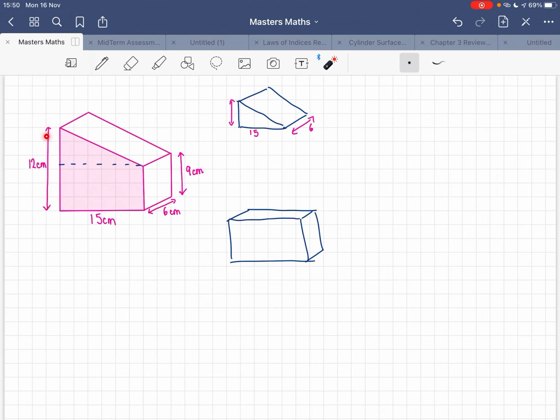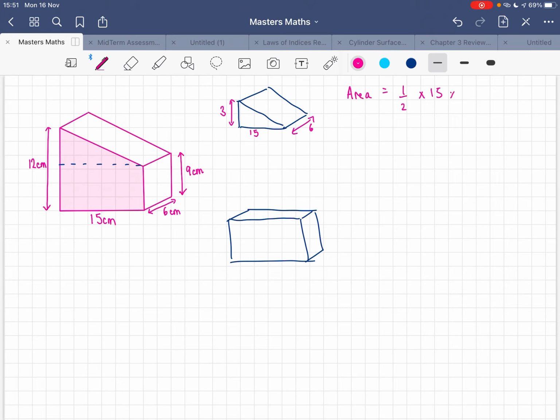Now, based on the diagram, the whole height of the shape is 12. This part here is the same as that, is 9. So that means if we do 12 take away 9, this bit left has to be 3 centimetres. So we find the area and then multiply it by the length.